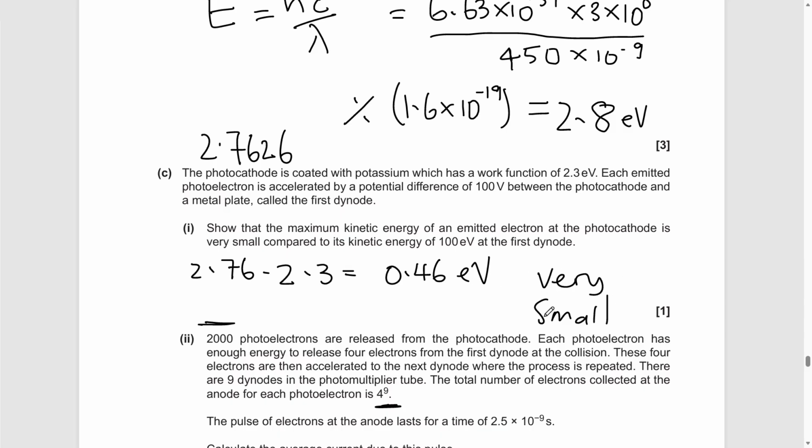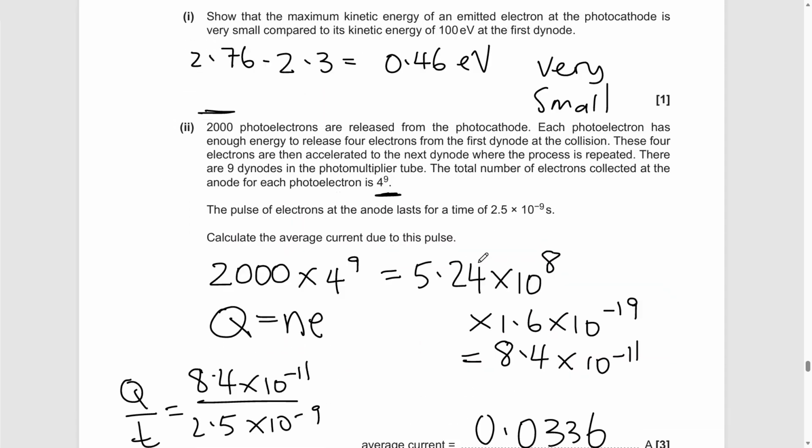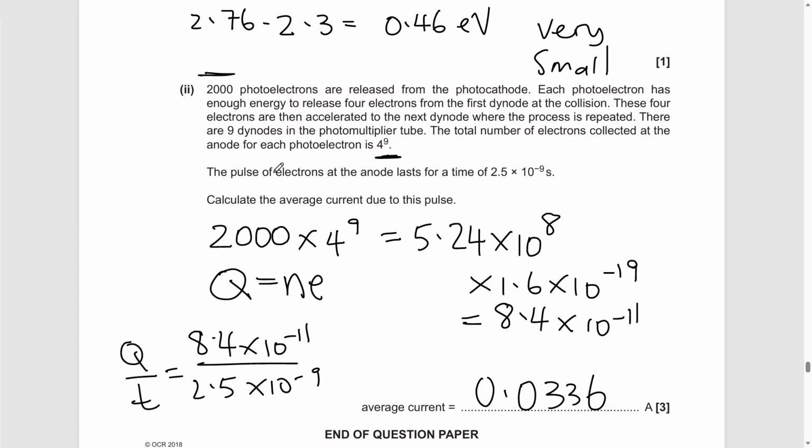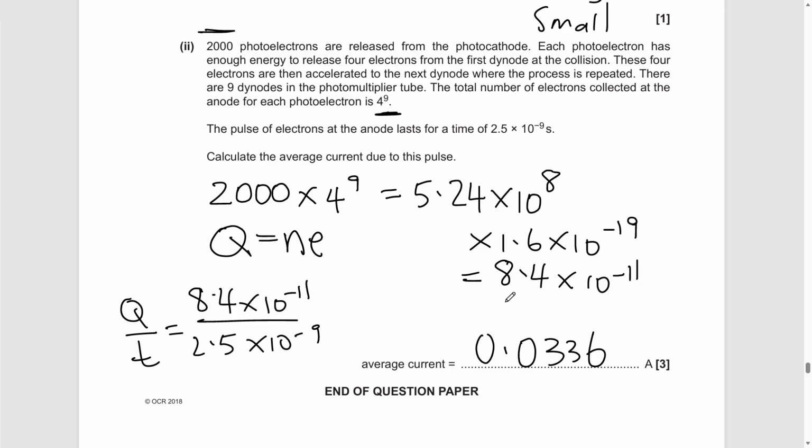This is very small compared to 100 electron volts. And then for this question, 2,000 photoelectrons, and then here it says the total number of electrons collected for each photoelectron is 4 to the 9. You times those two numbers together, and then you get the total charge is N times the electronic charge, and then using the equation current equals charge over time, you get 0.0336.